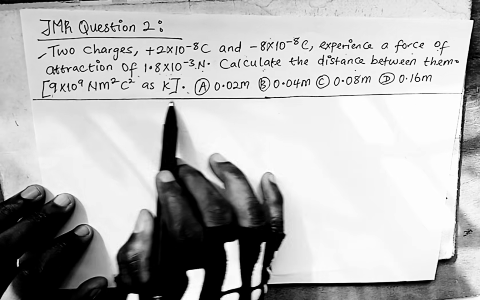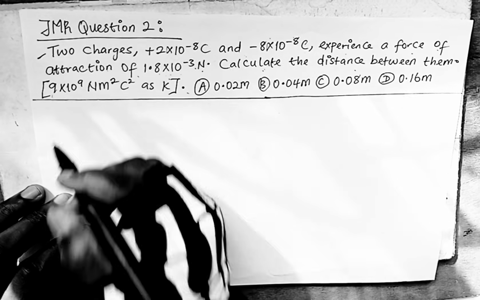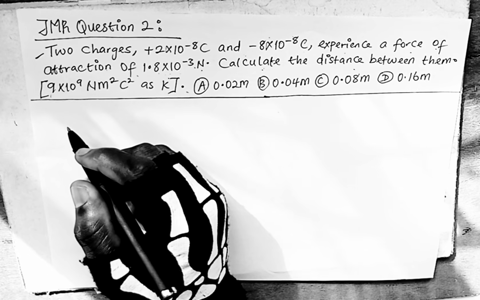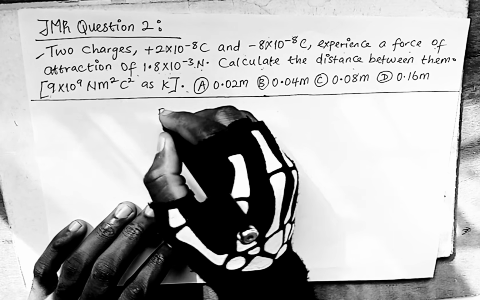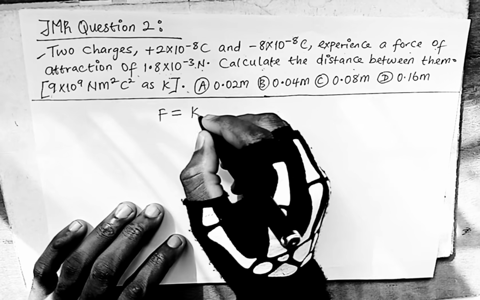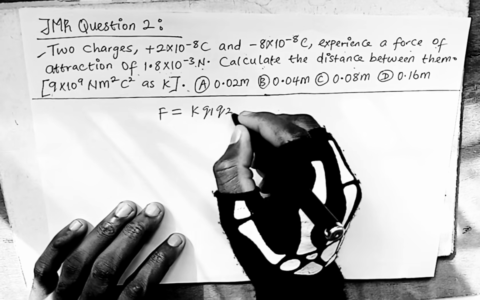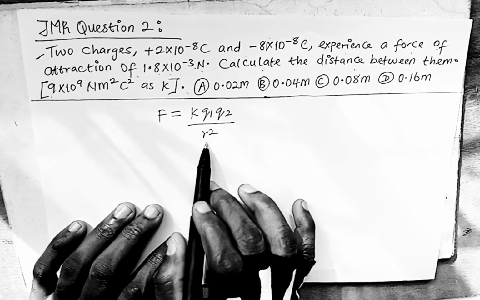Alright, and they gave us the constant. They said we should do what? Calculate the distance. The former one we just solved, they told us to calculate force. Now they said distance. You know Coulomb's law, where F is equal to KQ₁Q₂ over R squared. Now we have to find this distance.